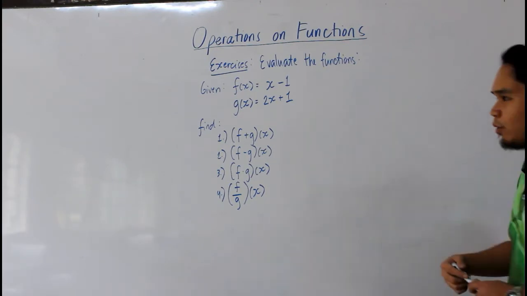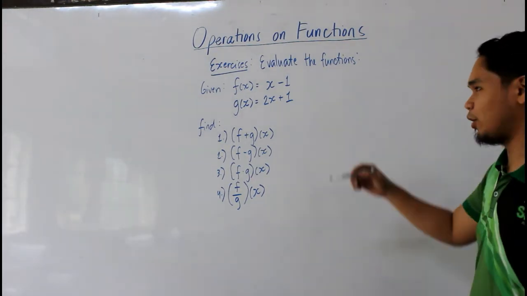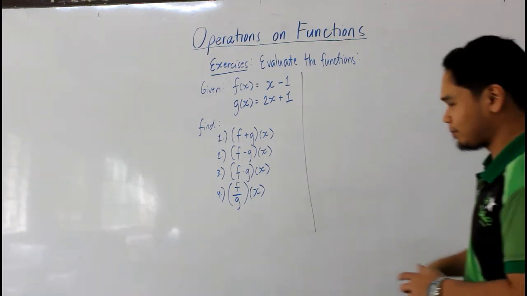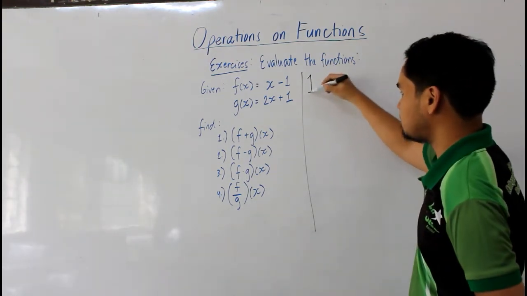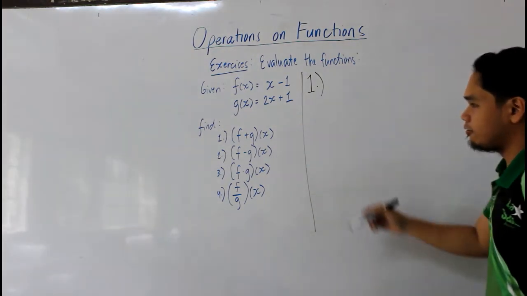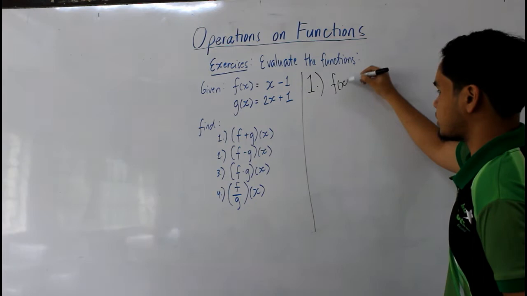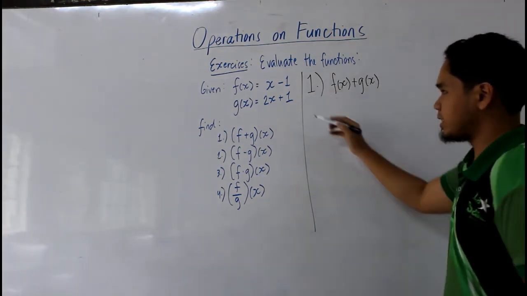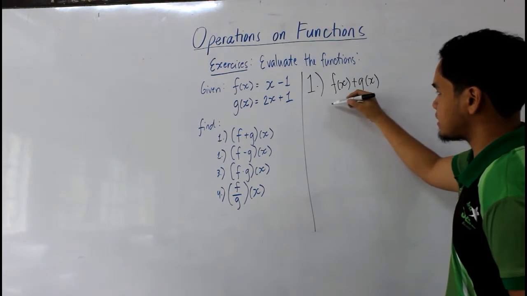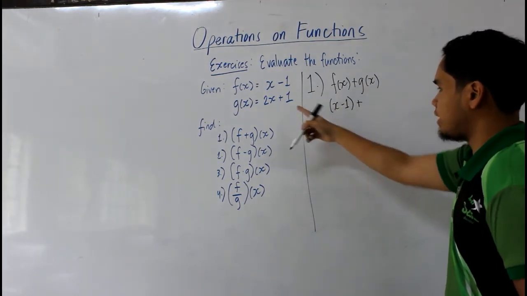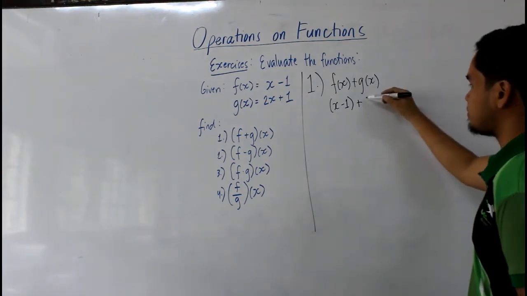So hopefully you paused the video now. I'm going to check if your answer is correct. Can you be with me here? For number 1, what is f plus g of x? I won't write the formula anymore, so we'll have f of x plus g of x automatically. Again, f of x is x minus 1, so let's put it as x minus 1 plus your g of x, which is 2x plus 1.